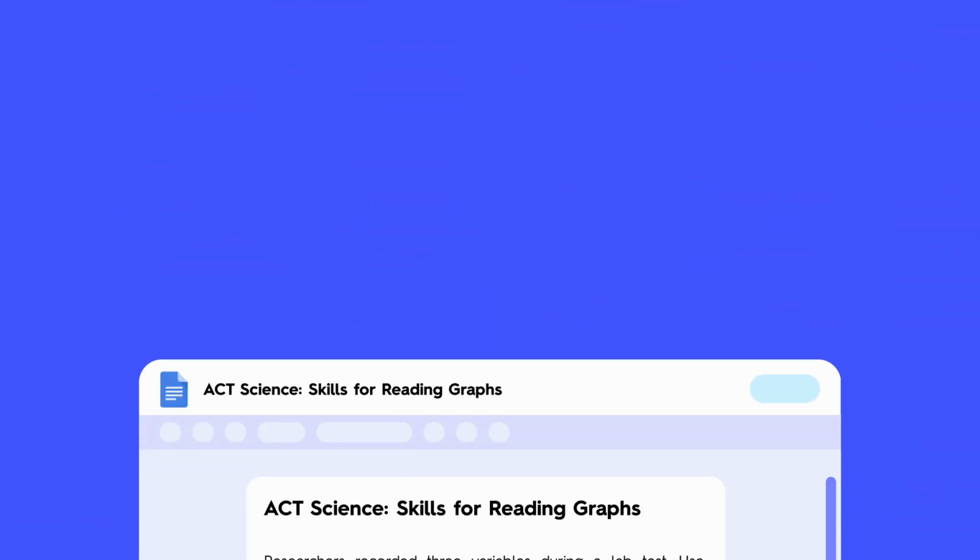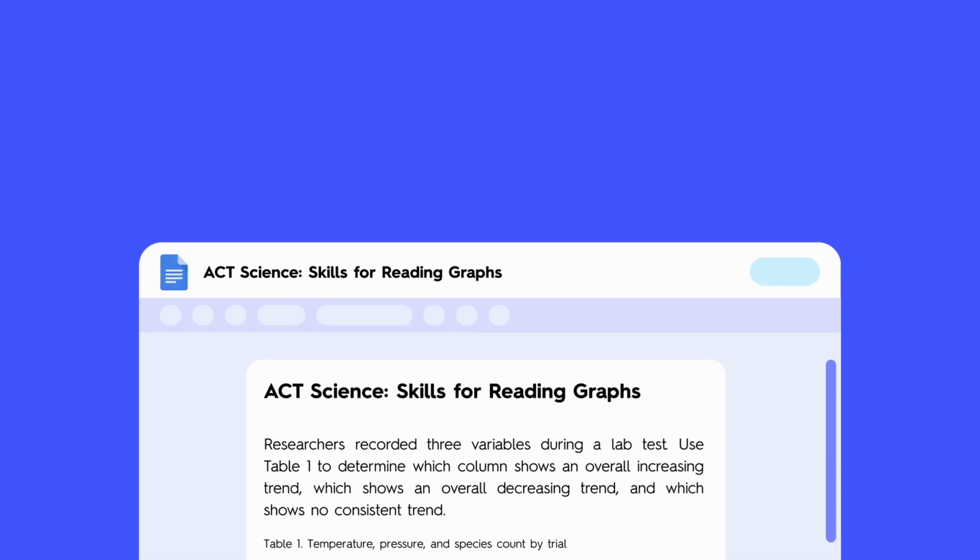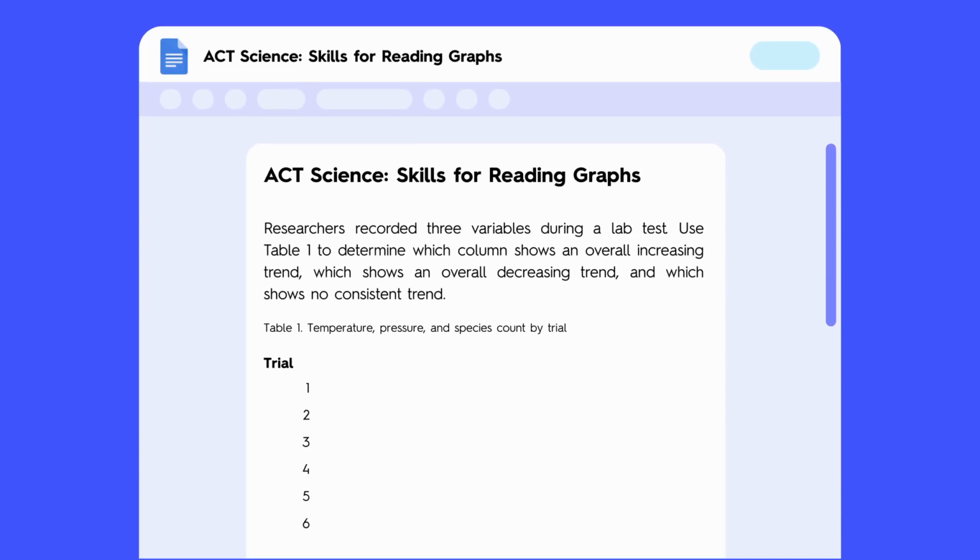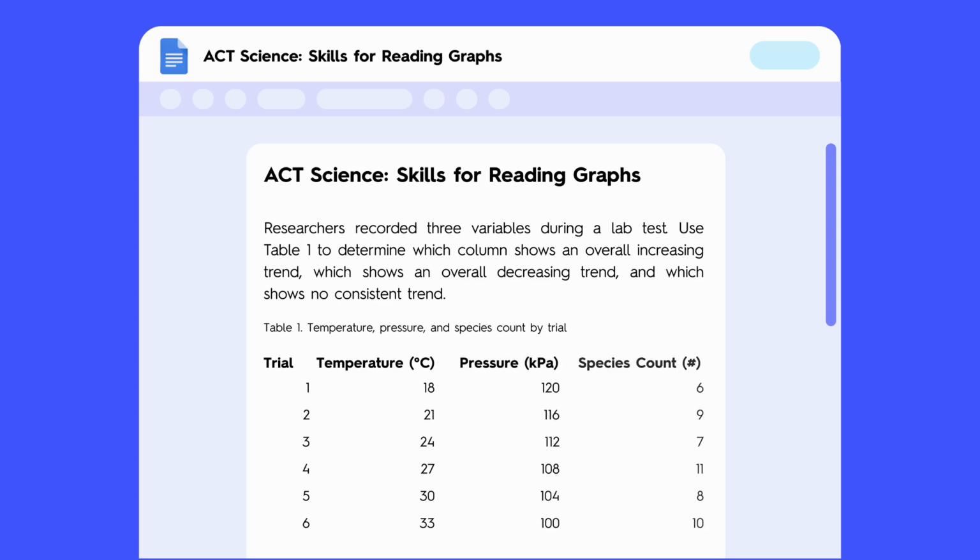Here is the first big idea. ACT science data is not guaranteed to be in order. Each column follows its own logic, so never assume values increase or decrease automatically.